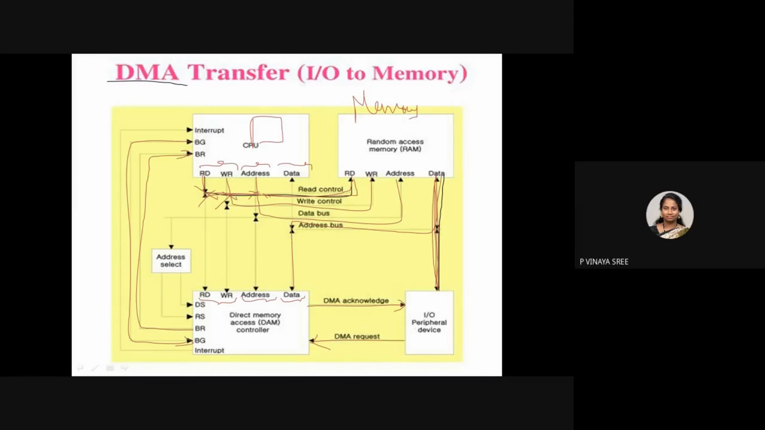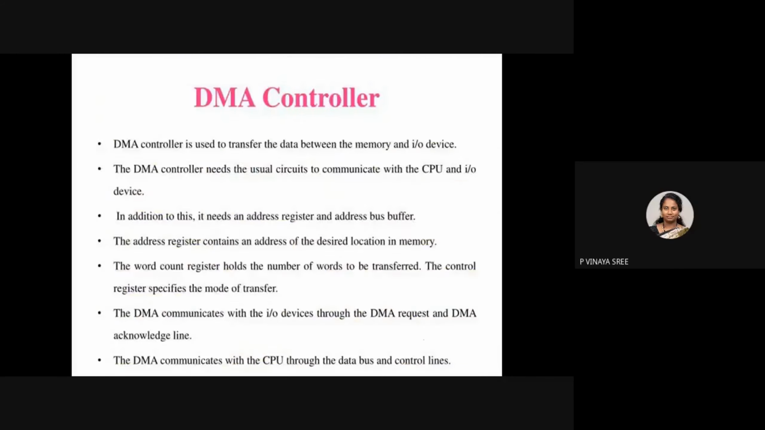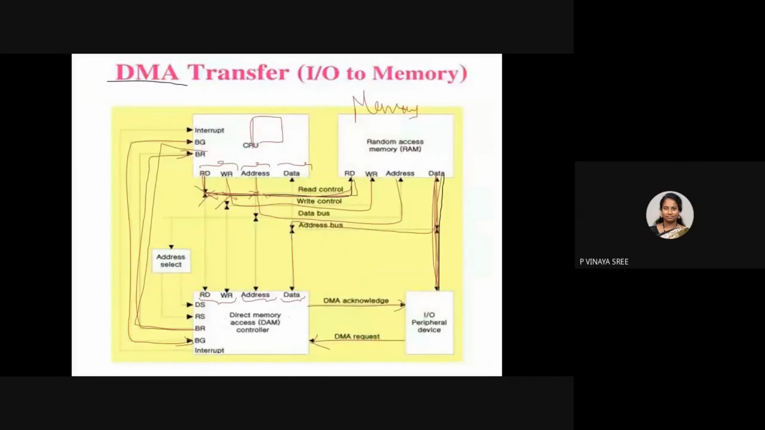First, an external peripheral device gives a DMA request. Upon that, the DMA gives a bus request, and the processor's lines go to a high impedance state. This is the diagram where we discussed the high impedance state. All the read, write, address, and data lines will be disconnected once the bus grant is enabled. That indicates that now the DMA is the master and the CPU is the slave.